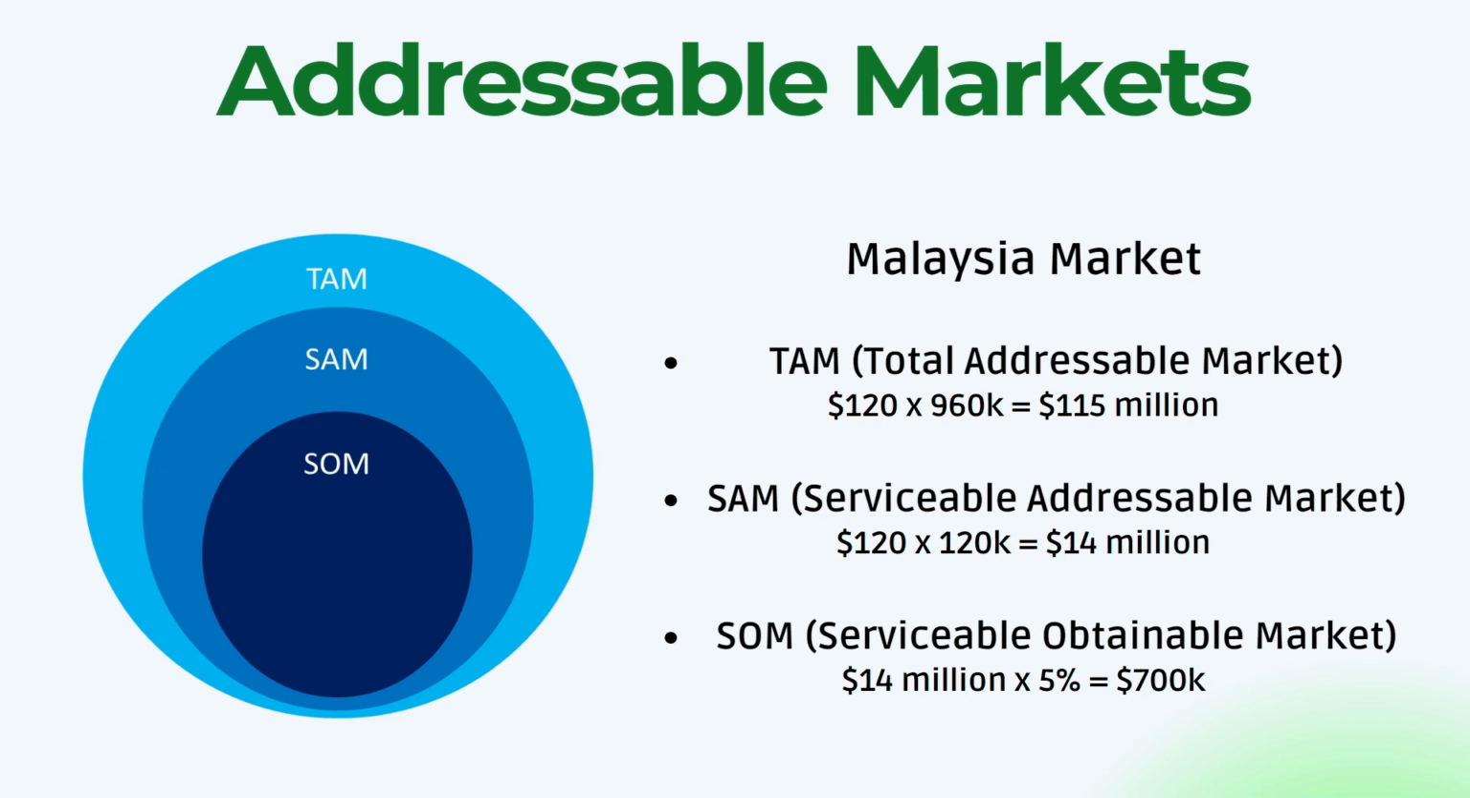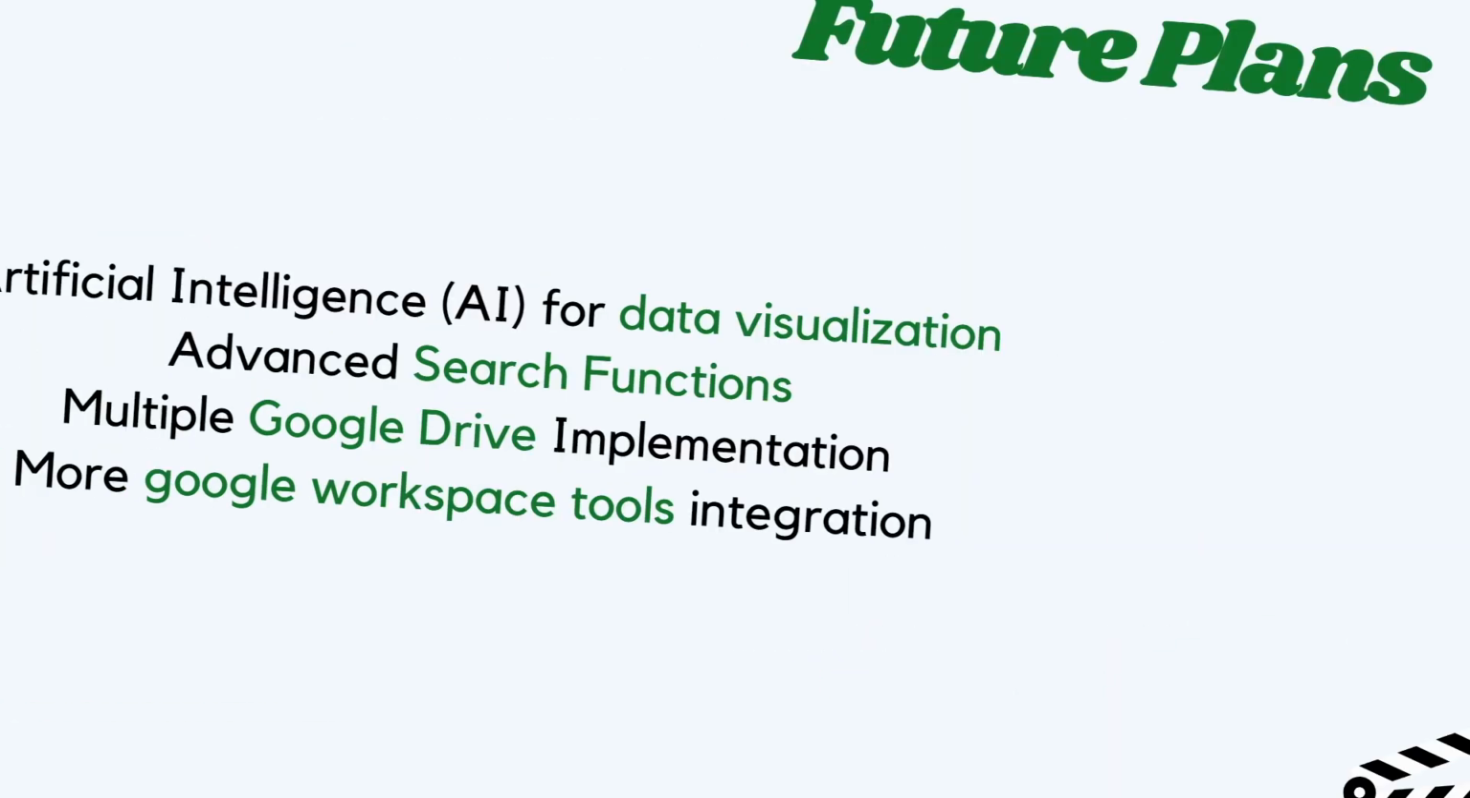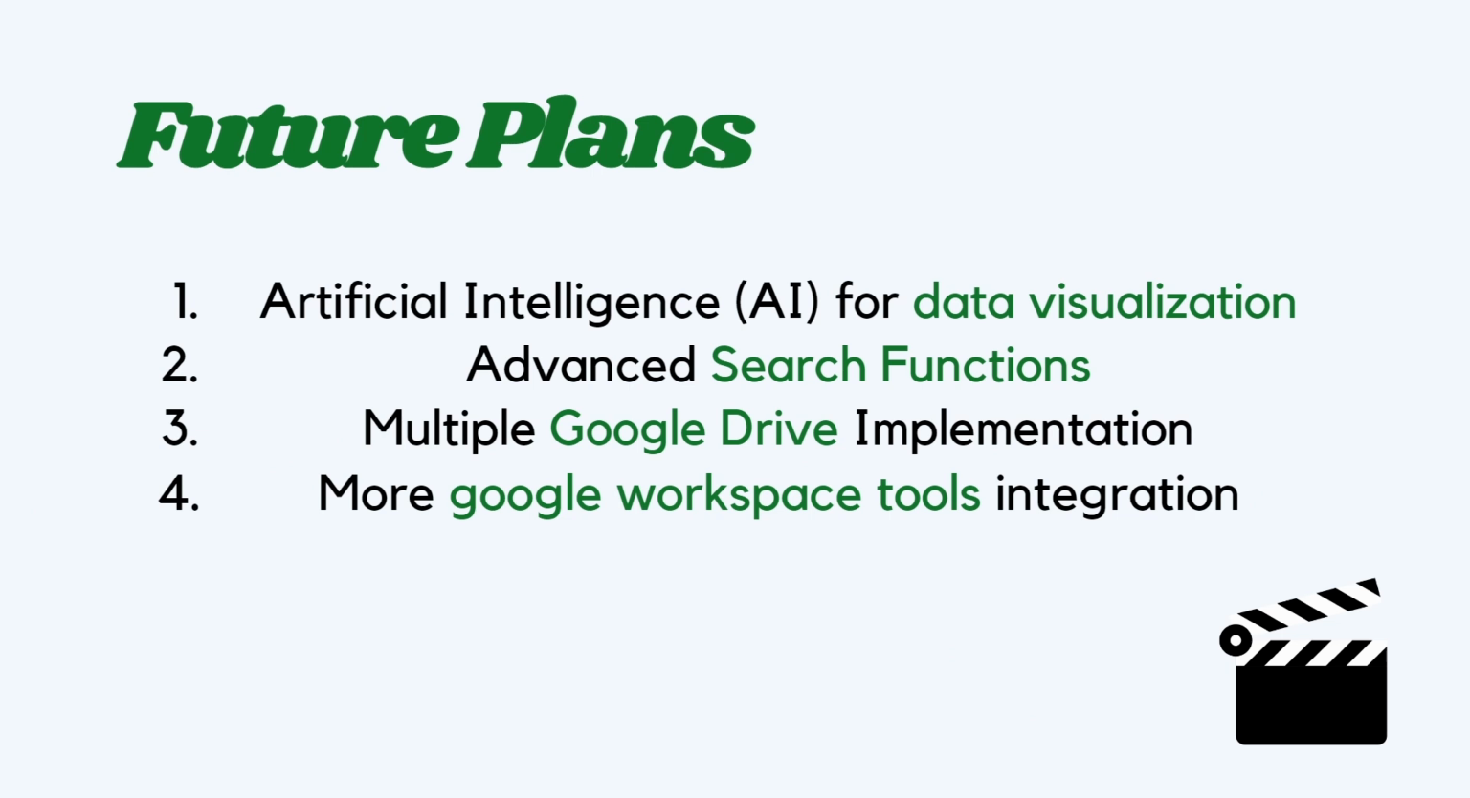So all these values are just estimated. So that's some of the basic minimum market that we can address. Next slide, please. Okay, the last thing we're going to introduce to our SheetSync is in our future.